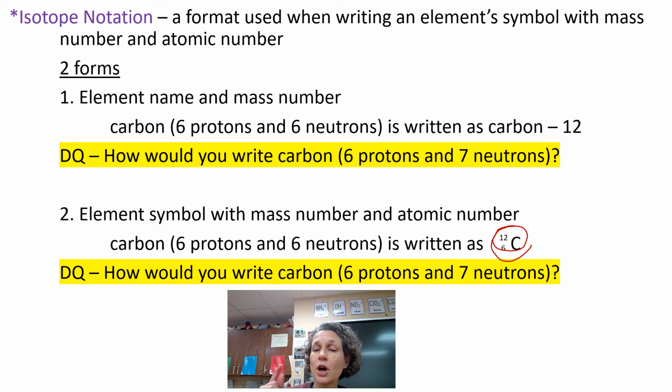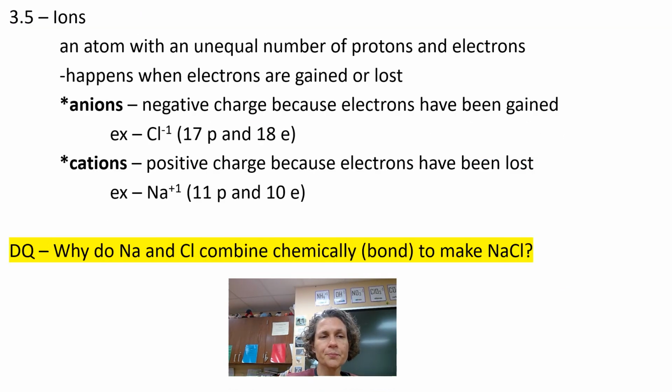And then the atomic number on the bottom, that's the number of protons, or it's the number that you could look for on the periodic table. So if you see that 12 over the 6, that's the mass number over the atomic number, over the number of protons. So they're talking about the same thing, it's just a different format depending on what you're doing.